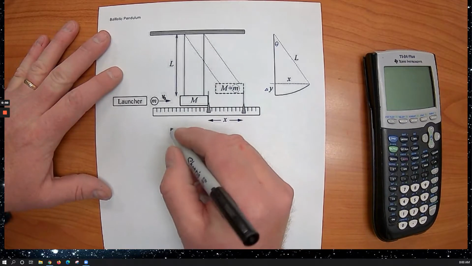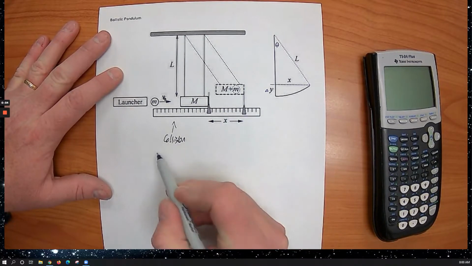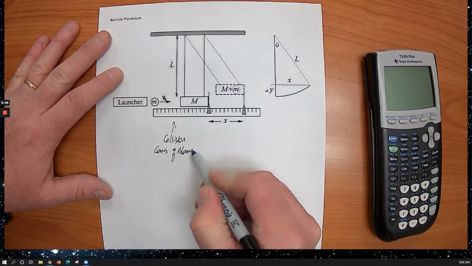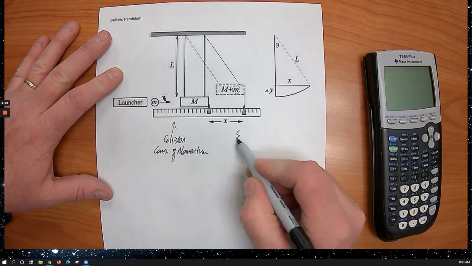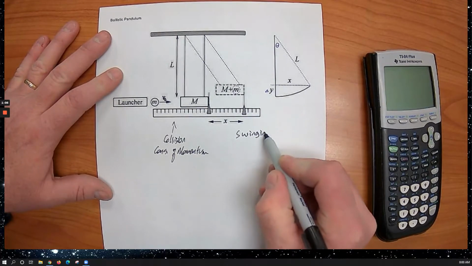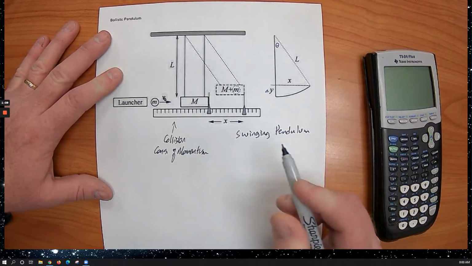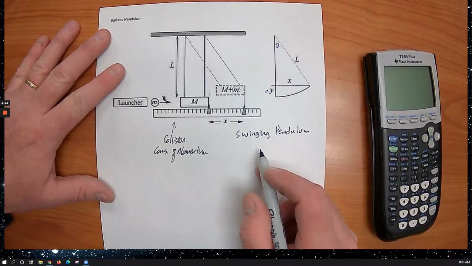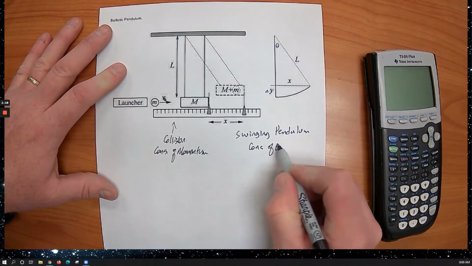In the collision, we have conservation of momentum. And then in the swinging pendulum, we have conservation of energy. So those are the two key physics principles and conservation ideas that are involved in a ballistic pendulum problem. So let's take a look and see how we go about solving this.